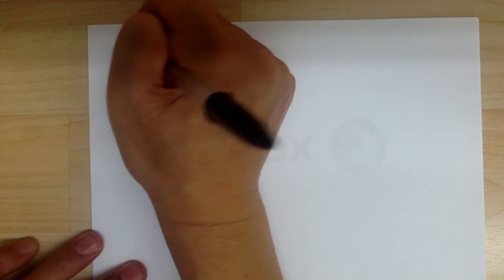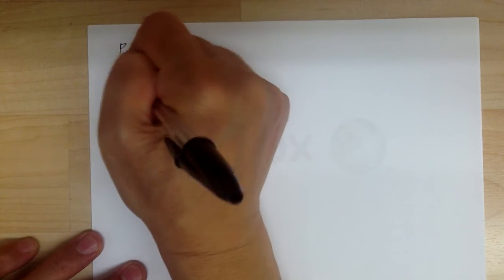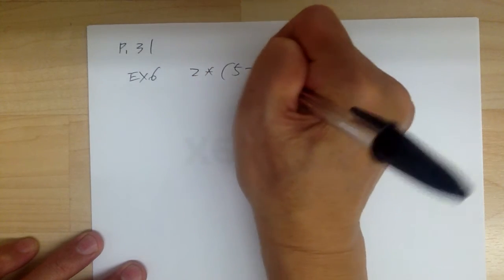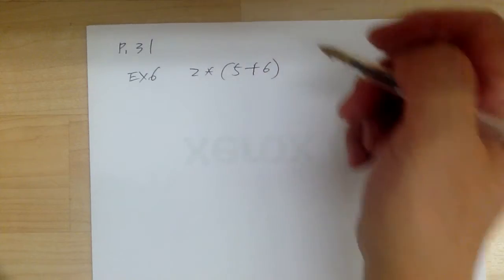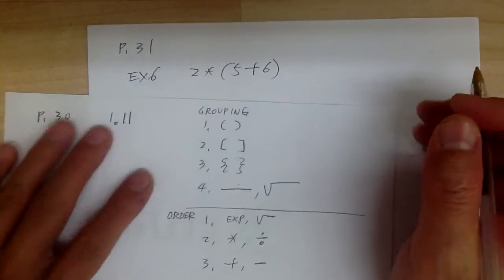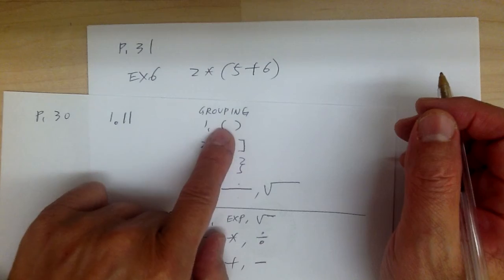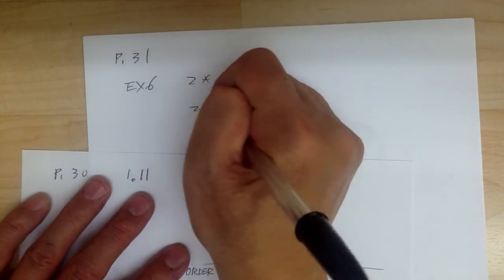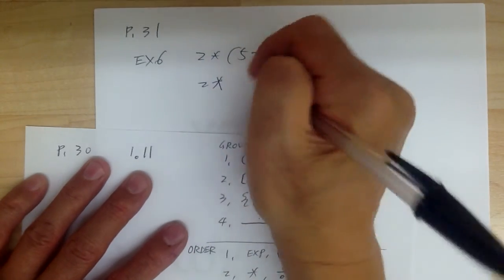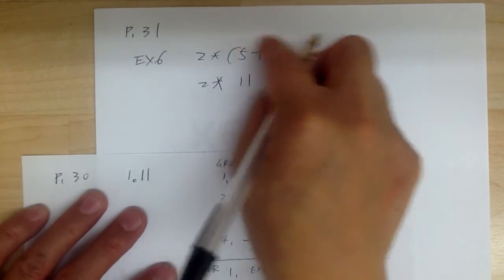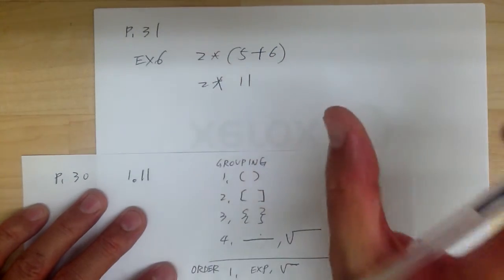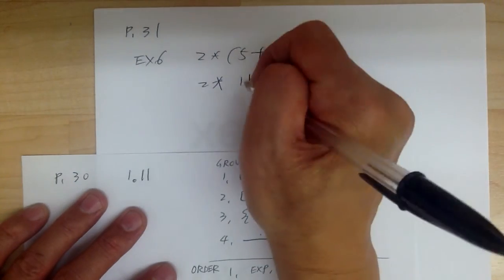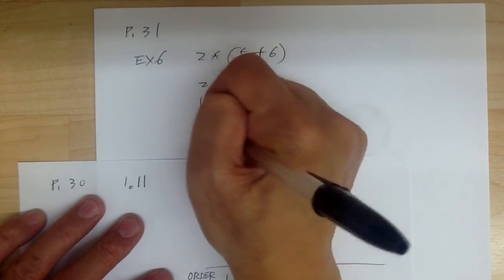Okay, so let's go to page 31. Let's do example 6. So you've got 2 times parentheses 5 plus 6. Now you have the grouping, right? You've got 2 numbers inside the parentheses, so this is grouping. So you have to do the group first. So this is equal to 2 times, and 5 plus 6 is 11. Once you do the grouping, the parenthesis is gone. That's how you undo the grouping, by just performing the operation. So now you have multiplication, so the answer would be 22.